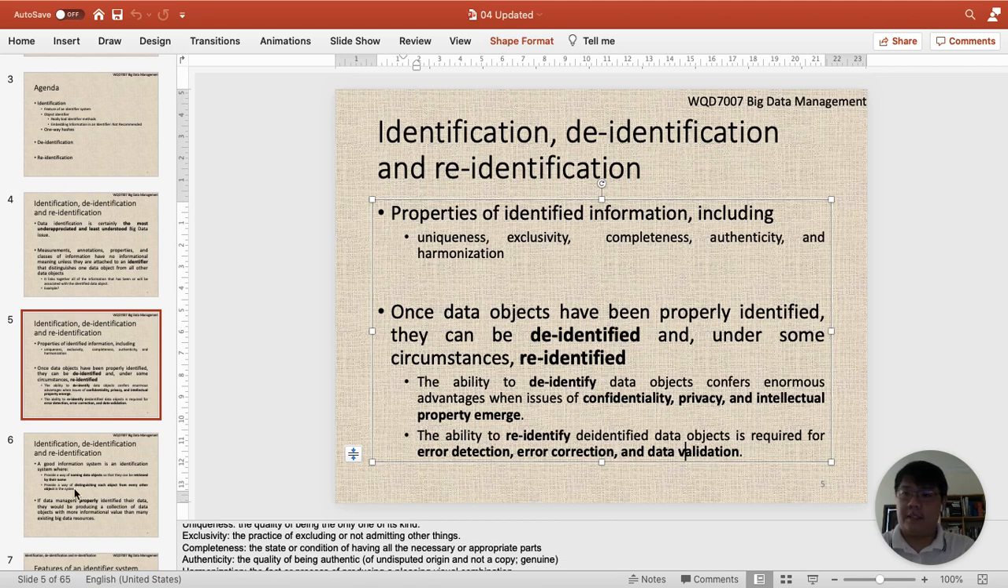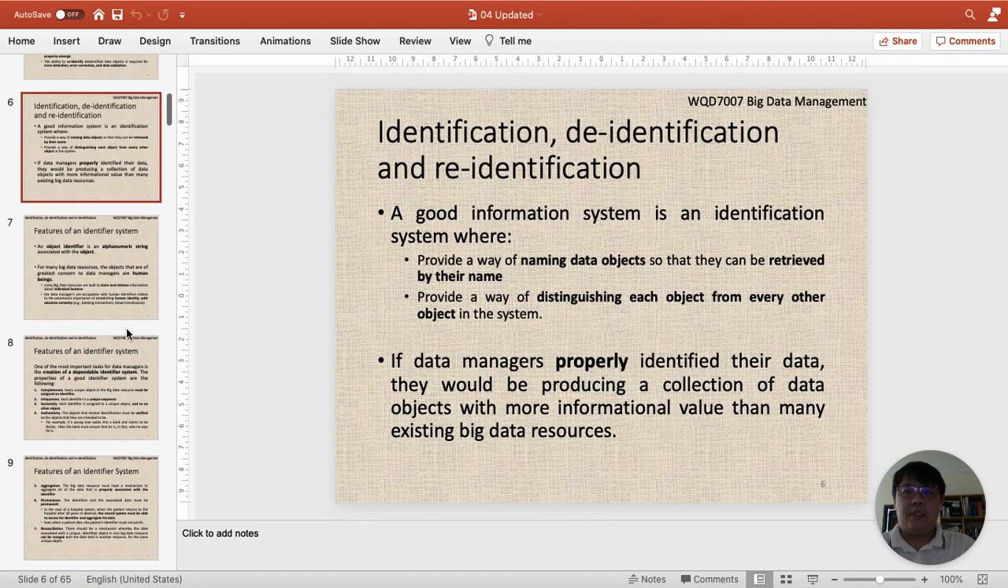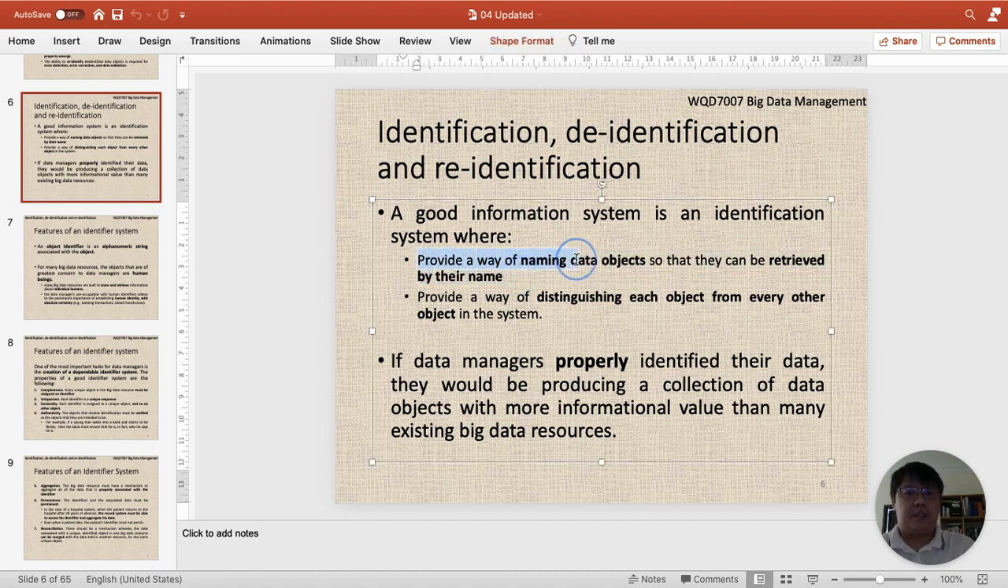Okay, but let's move on and see. So, a good information system is an identification system that provides a way of naming data objects, so that they can be retrieved by their name. This is what in your other classes you may call a unique identifier, or again, primary key. It's just that over here we are talking about identification systems. This identification system helps you distinguish each object from every other object. So every single object must have one specific identifier.